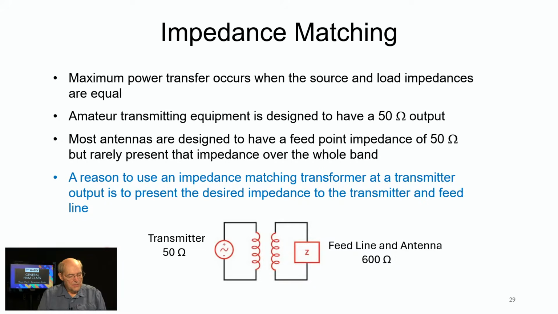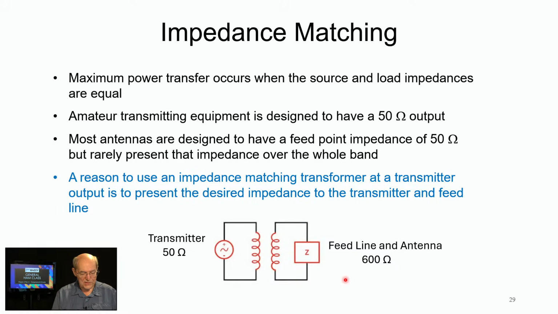So a reason to use an impedance matching transformer at a transmitter output is to present the desired impedance to the transmitter going in that direction and the feed line in the other direction. So the whole reason for impedance matching here is really, boil it down, to keep the transmitter happy, to think that it's seeing 50 ohms. So here we have a transmitter, 50 ohms, some kind of an impedance matching circuit, and then the feed line and antenna. In this case, it says 600 ohms, so we have to do something fancy here in order to make the transmitter think that it's connected to a 50 ohm load. And we'll talk about some ways that we can do that.